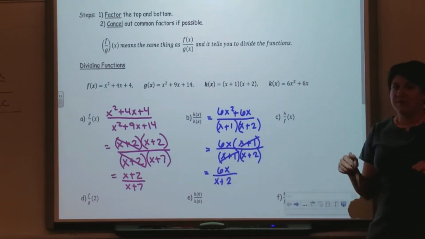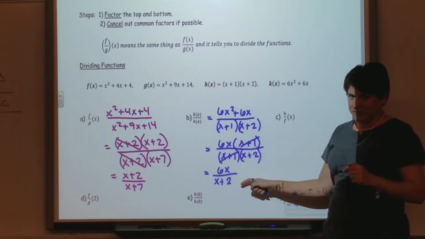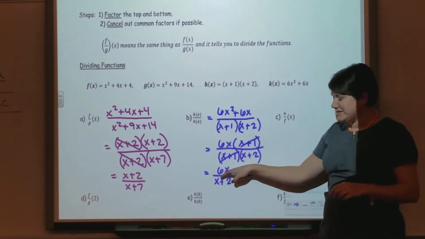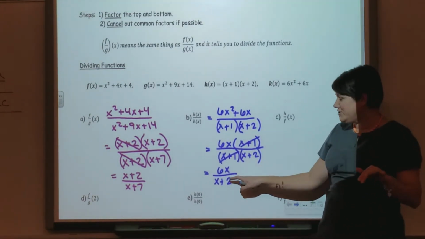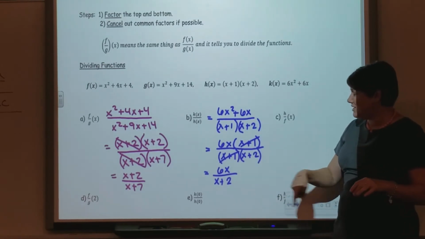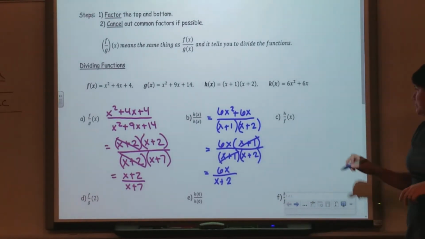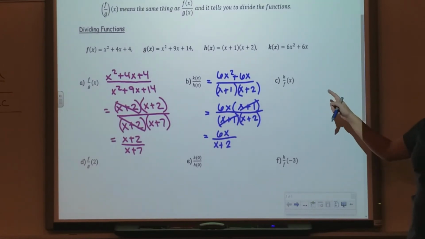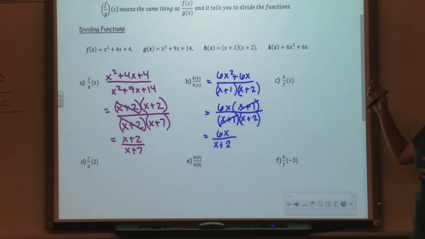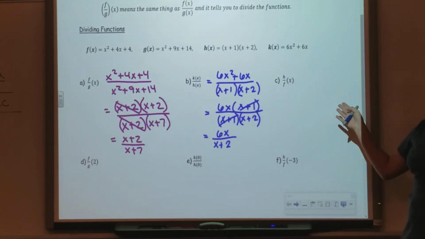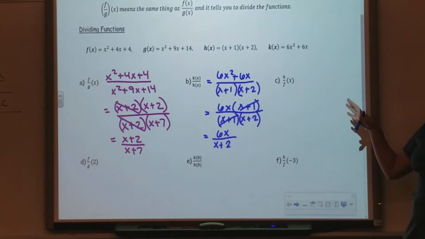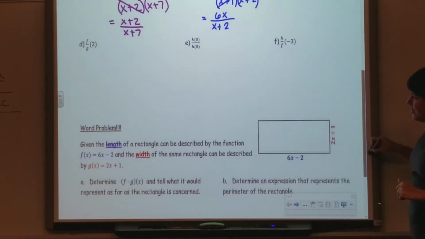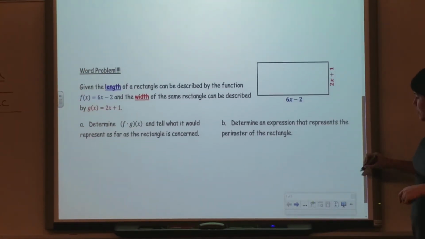And again, just keep in mind, you have to leave it like this. A lot of kids want to cancel these x's out. You cannot do that because you're adding 2 at the bottom. So just leave it as 6x over x plus 2. So that's what we do for dividing. Again, I want you to try at least C and D on your own at home, and then I'll go over them in class tomorrow, and hopefully you can get them right or almost correct on your own. Scrolling on down, we'll do the word problem together tomorrow.